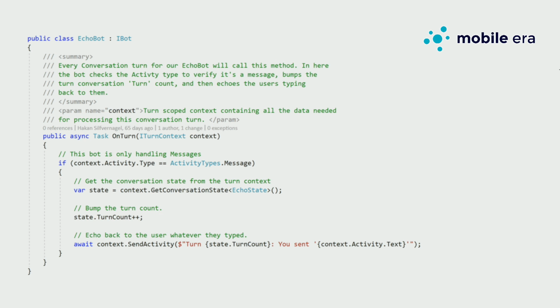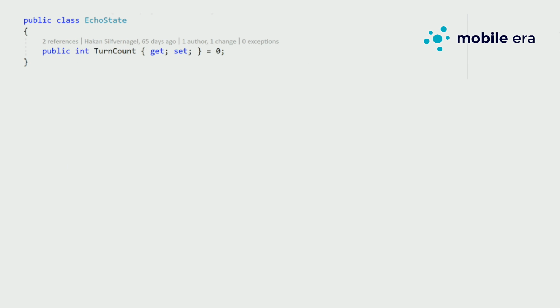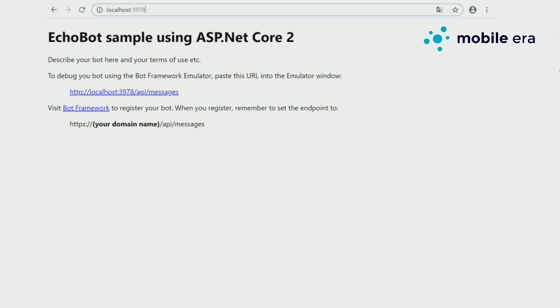And then what we do is echo back both what the user typed and also the turn count of the state. This is just the echo state with this turn count parameter. If we run it, it's just like a regular ASP.NET project, so this is basically what we will get. Maybe not so exciting, but luckily for us there is a bot emulator that we can use.